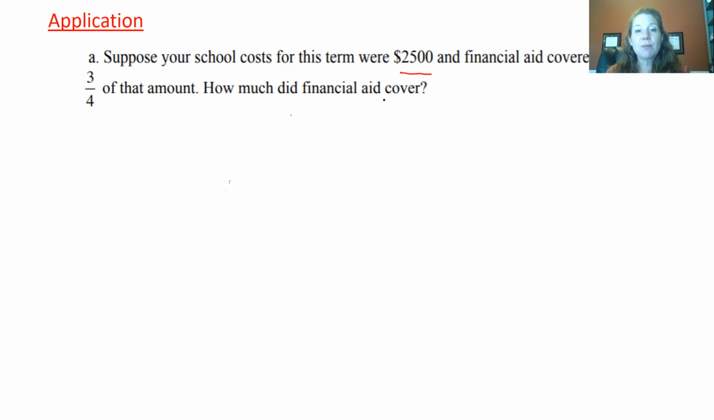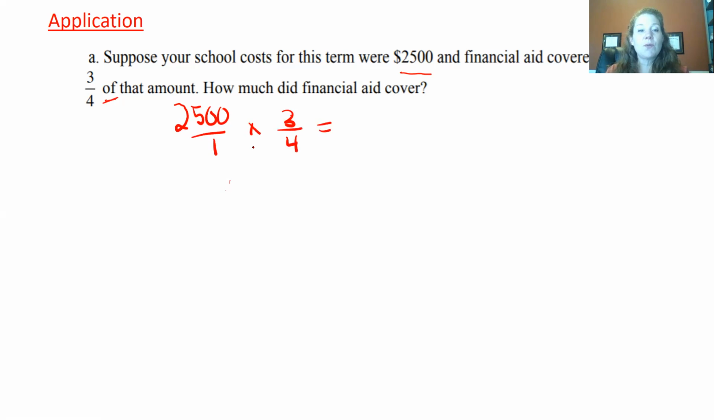So we're going to multiply. So we want to find out what is 3/4 of that amount. So remember our keyword of. Almost always, if you see a fraction with the word of next to it, it means you're going to multiply. So I'm going to turn 2,500 into an improper fraction by putting it over 1. I want to know what is 3/4 of 2,500.